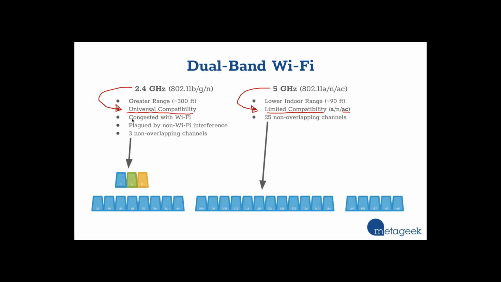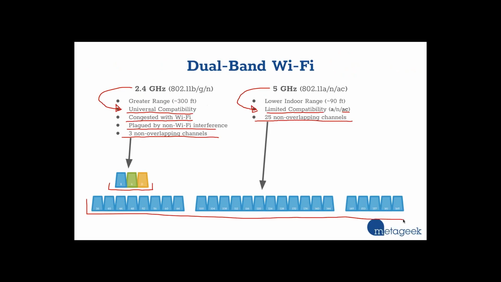Now, since it's been universally compatible for a long time now, 2.4 is highly congested with Wi-Fi. There's tons of Wi-Fi there because it's the most common place for Wi-Fi. It's just where everything is. And it's also plagued with non-Wi-Fi interference from cordless phones and wireless video cameras and baby monitors and all those different devices. Perhaps the biggest problem with the 2.4 gigahertz band is that it has only 3 channels to work with. We only get 3 channels to use in 2.4, whereas in the 5 gigahertz band, we have 25 non-overlapping channels to work with.